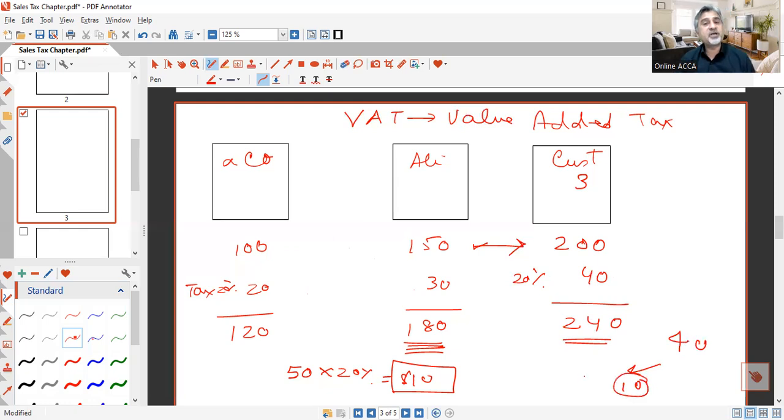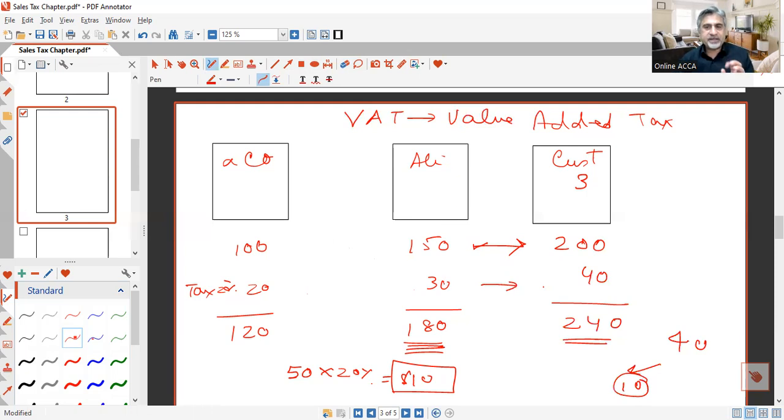He will deposit to the government only 10. Why? Because 30 he will recover. So the difference between this 40 and 30, he will deposit to the government. This 40 and 30 difference he will deposit, because he already has paid 30 to the government.